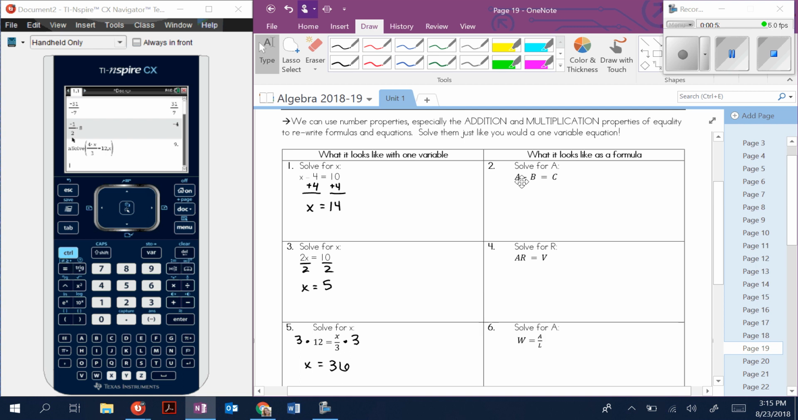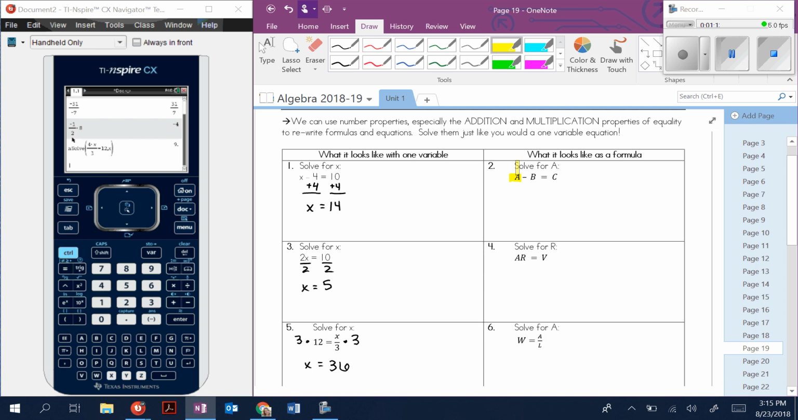Okay, so example number 1 has been done for us. We're trying to get x alone, so we just added 4 to both sides to get x is equal to 14. Now, for us, we're trying to solve for a. I actually think using a highlighter on this page is a really cool thing. So if you don't have one, you might want to bust one out now.